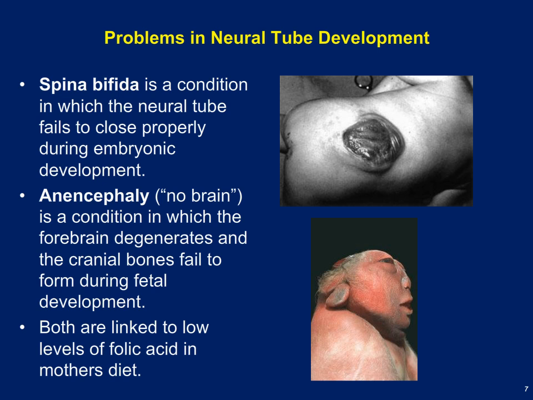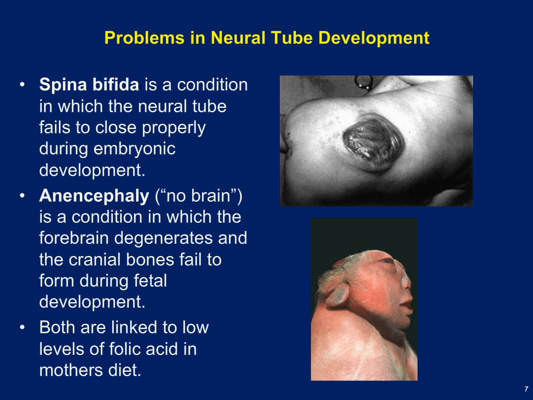As a result of some of these errors, we can get a condition called spina bifida. Spina bifida is a condition in which the neural tube fails to close completely during embryonic development. As a result, the lamina of the vertebrae are not fully formed, and the fetus can be born with a lesion in its back through which neural tissue is exiting, or a hydrocele that surrounds the spinal cord. And oftentimes, spina bifida does result in some sort of motor impairment.